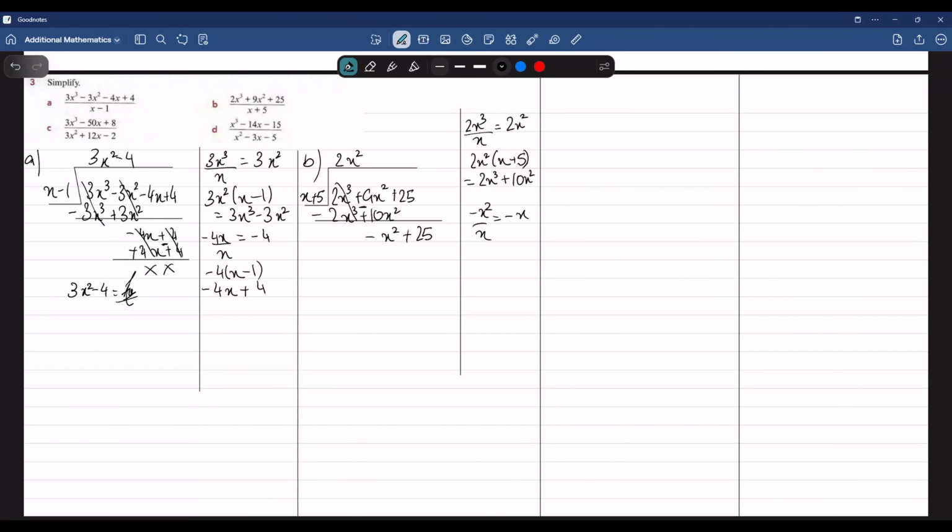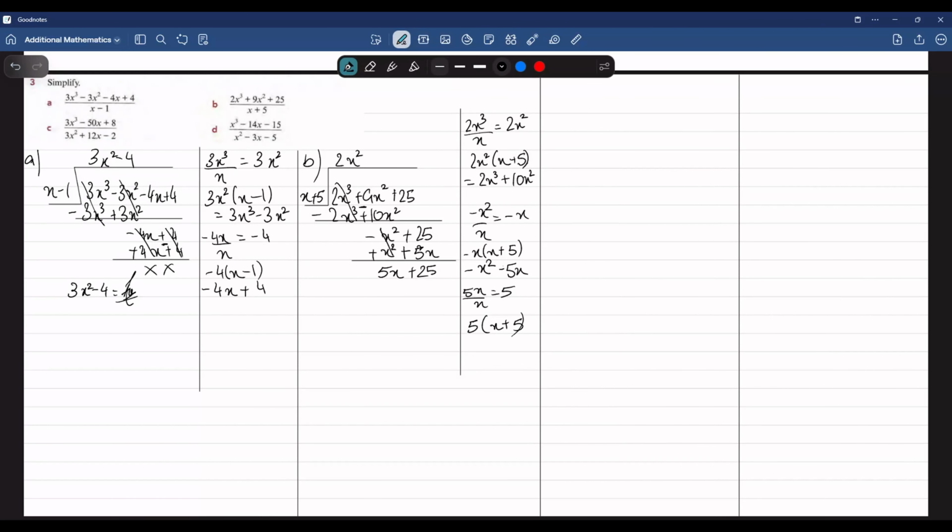Negative x again. Negative x multiplied by x plus 5 is going to give us negative x squared minus 5x. So again, copy this down, negative x squared minus 5x. Now we multiply by negative to give us positive x squared plus 5x. Cancel this down. Now again, 5x plus 25 can't be added or subtracted, so we just write it as it is here.